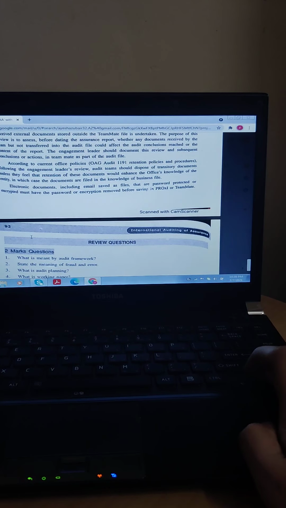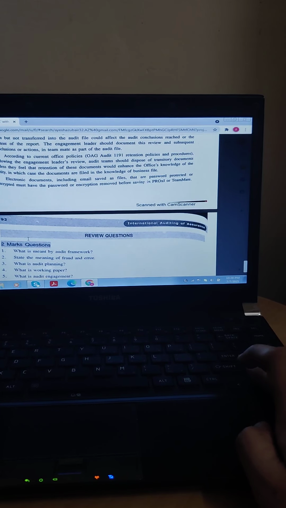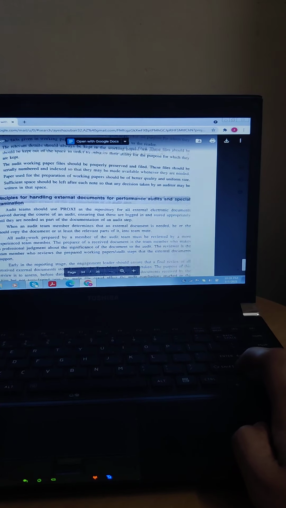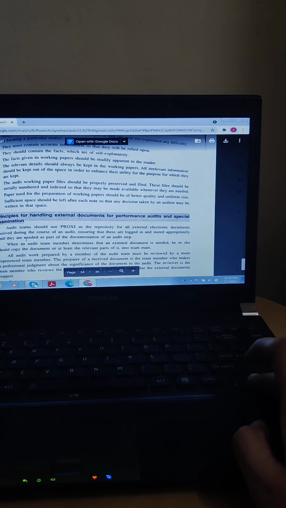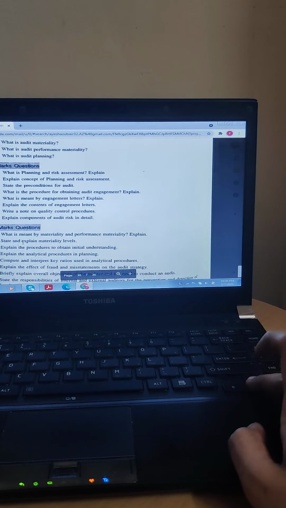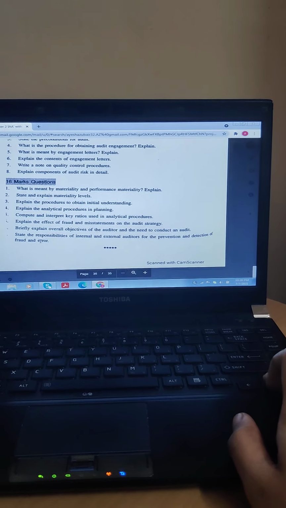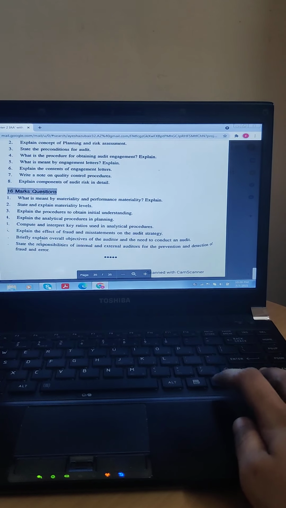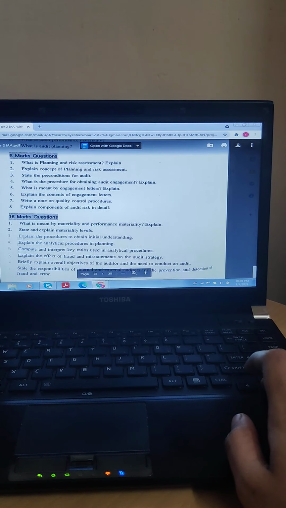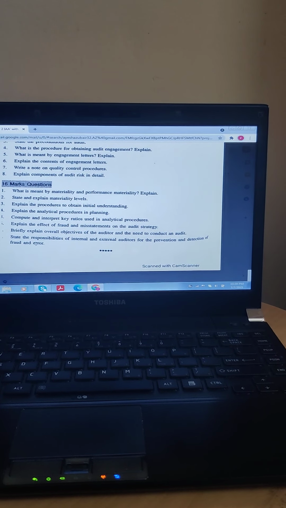With this we come to an end of your second chapter, that is planning and risk assessment. These are the various questions available for you, and we will discuss your doubts in your online session. Please go through these questions and make sure that you are following your chapter and your syllabus which has been given to you.